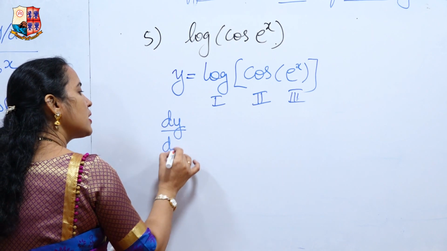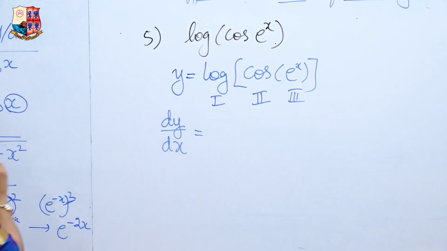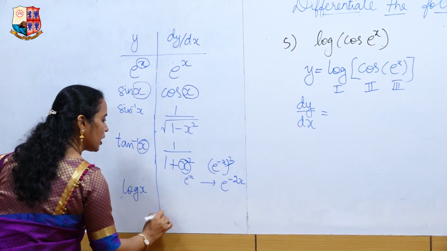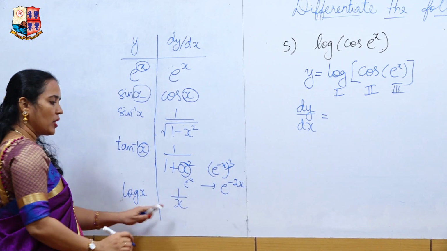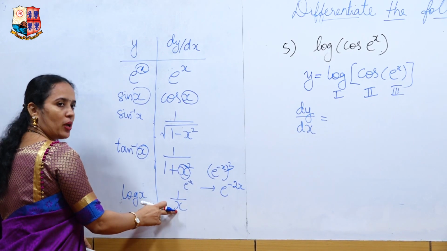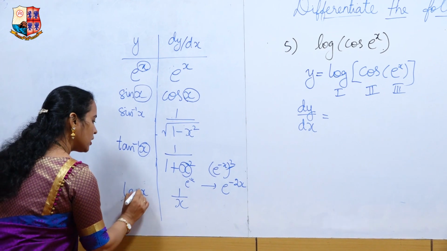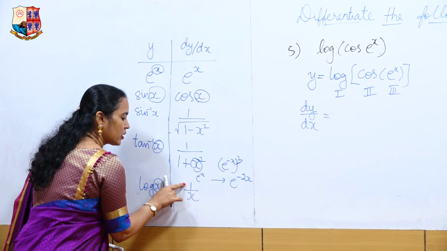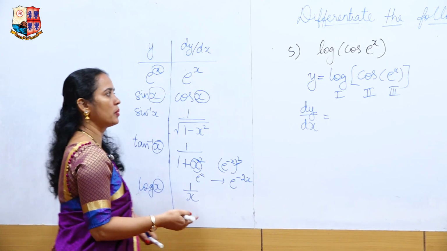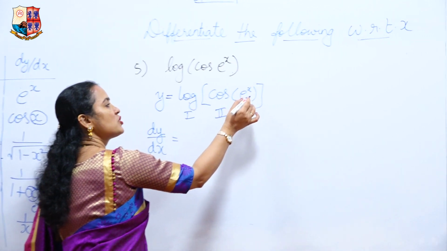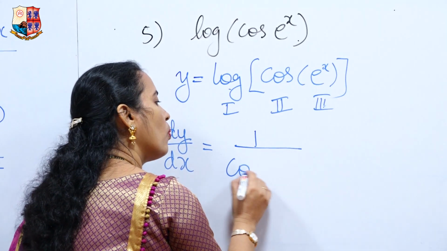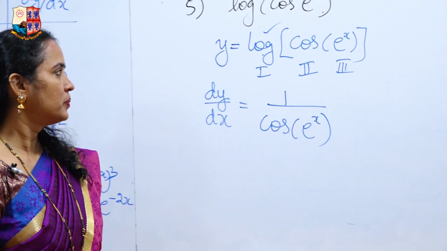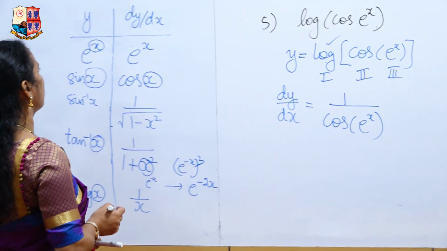dy by dx is equal to, now log x, when you differentiate you get 1 by x. Log x gives 1 by x. So in the place of x, what do you have? Cos of e to the power x. So you will get 1 by cos of e to the power x. So log of cos of e to the power x will become 1 by cos of e to the power x. Done with log? Now cos of e to the power x.